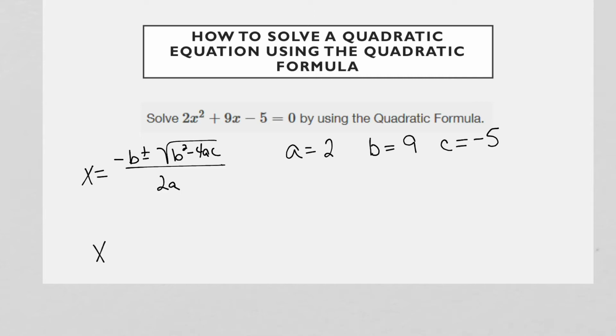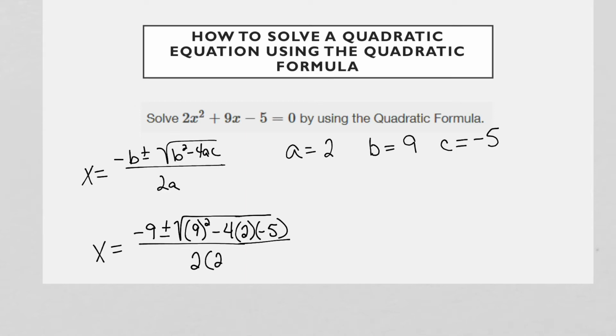All right, so x is equal to negative b means the opposite of whatever your b term is. So since it's positive 9, I'm going to write down -9 plus or minus the square root of. Get in the habit of putting the b term inside parentheses because if the b term is negative, those parentheses make all the difference in the world. If the b term is positive, it won't matter, okay? But you need to be in that habit for when it is negative. 4 times a times c all over 2 times a, okay?